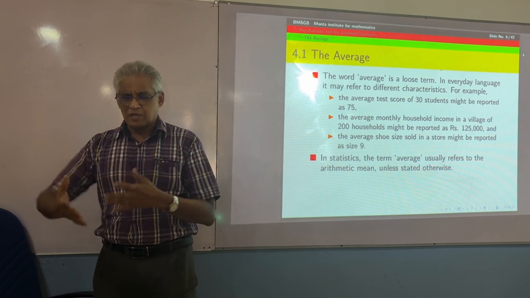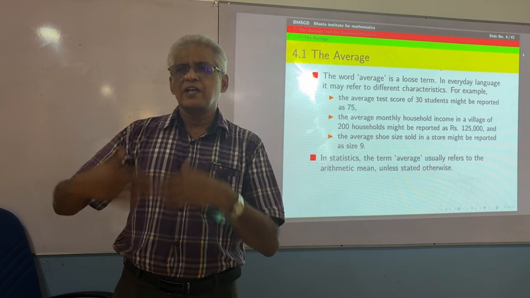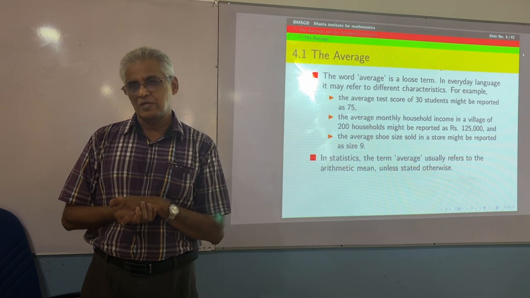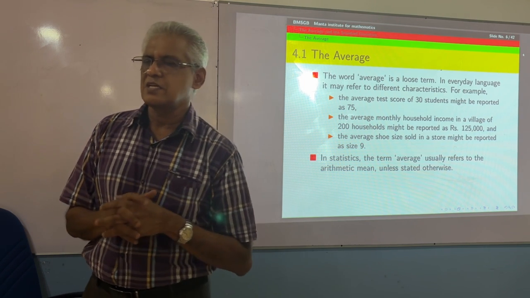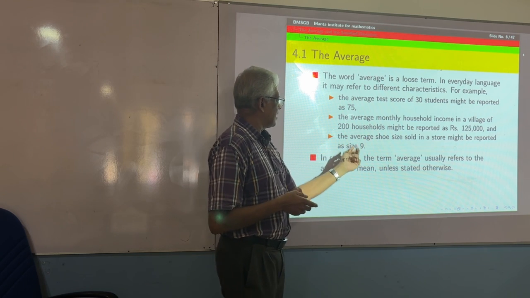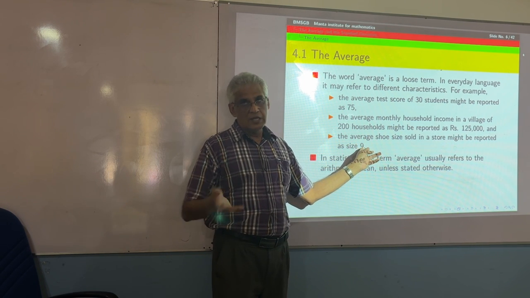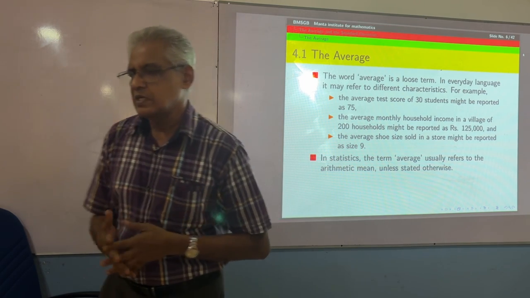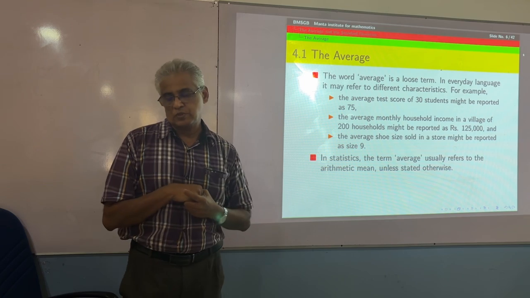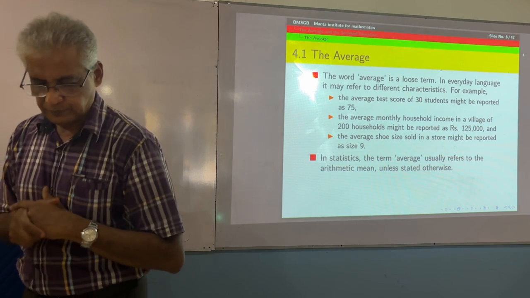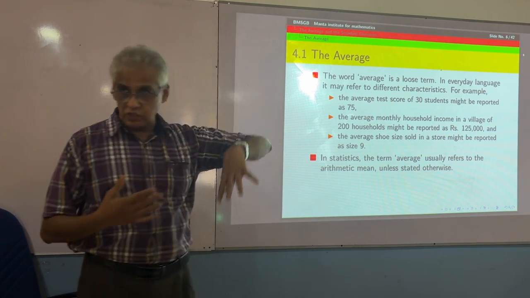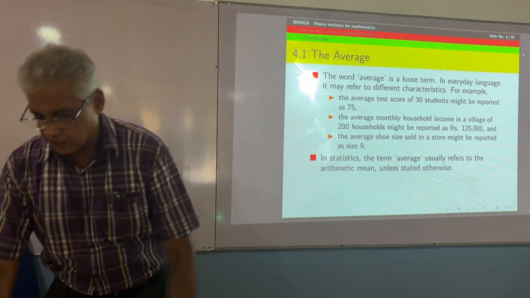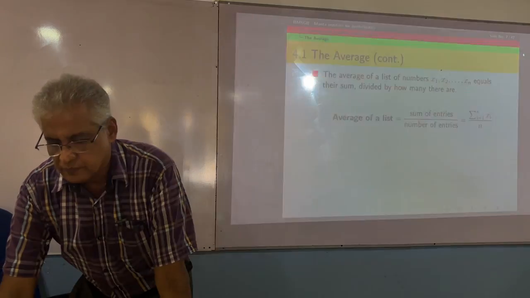So what is it? Maybe they are just talking about the highest frequency. What size are you selling the most number of times? So maybe 9 is that size. In that case, the word average doesn't mean the arithmetic mean. It doesn't mean the median. It most probably means the mode of the distribution, the value with the highest frequency. So you can see, even though this book uses the word average for the arithmetic mean, generally average can mean any of these things.